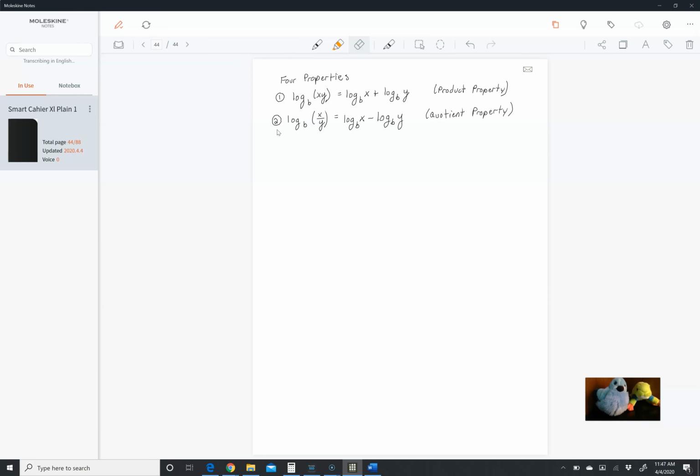Okay. The third one says if you have log base b of x to the a power, this is an a. I don't want it to look like a 9. Let's actually use a different letter. Let's use the m power. Just because I don't want you to get confused by, is it a number or a letter? What we can actually do is we can take this exponent and move it out to the front and make it a coefficient. This is called the power property.